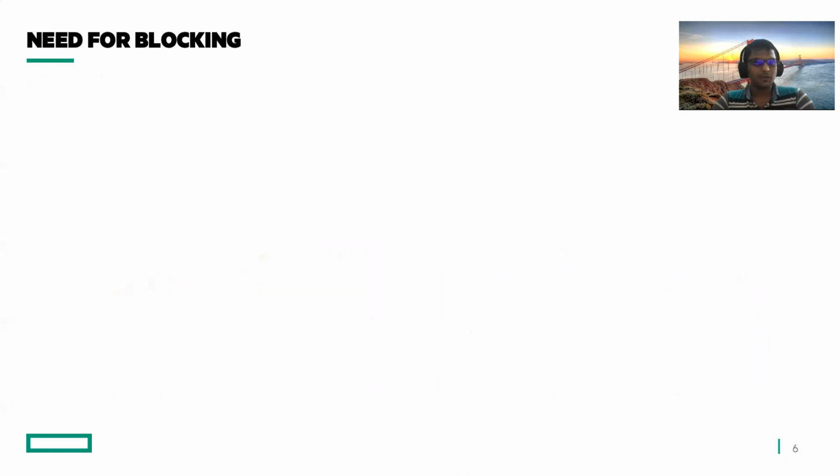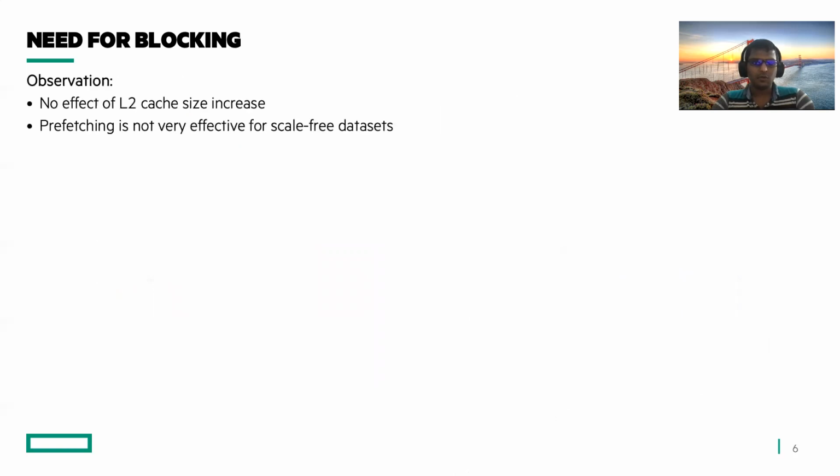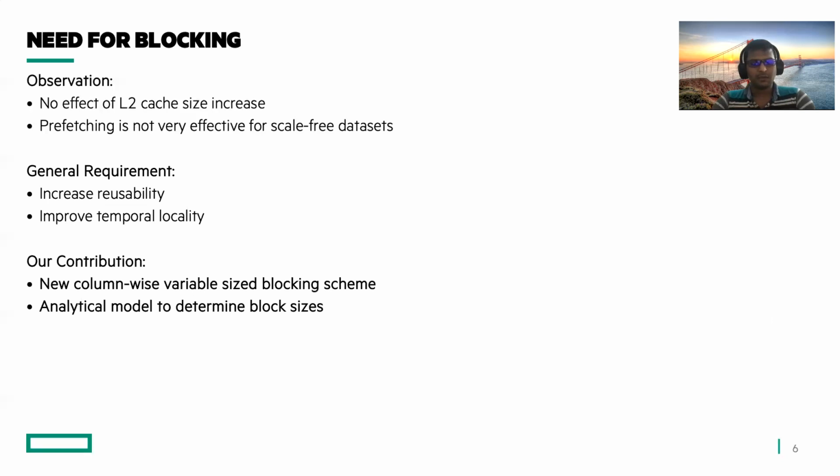To summarize our observations from the last two tests, there is no effect on the number of cache misses with the increase in L2 cache size. This is for both HPC and scale-free datasets. We also observed that prefetching is not as effective for scale-free datasets when compared to HPC datasets. So the general requirement, which is to increase the reusability and improve the temporal locality for scale-free matrices, means that we can use blocking as a mechanism.